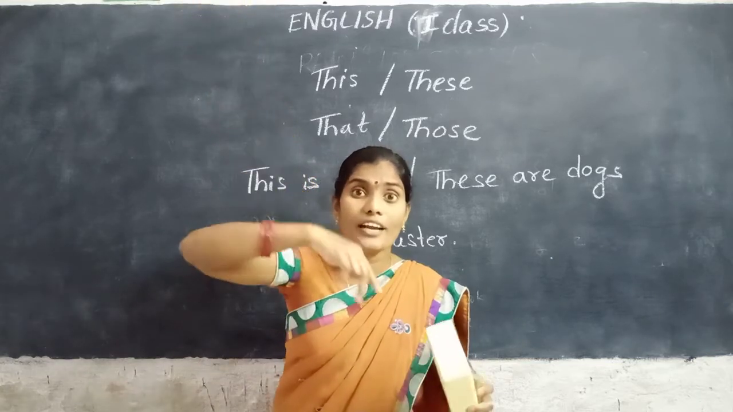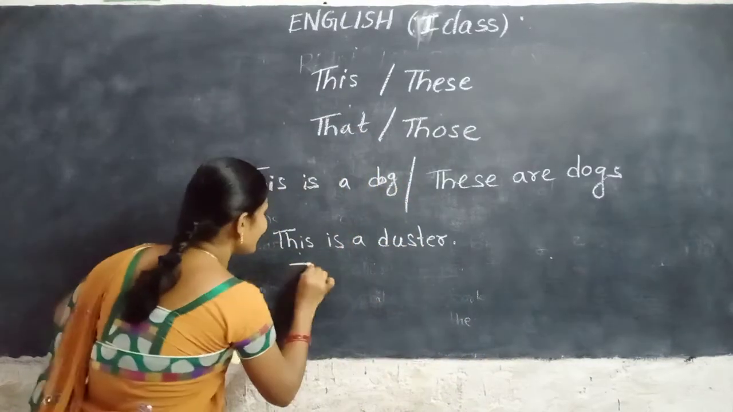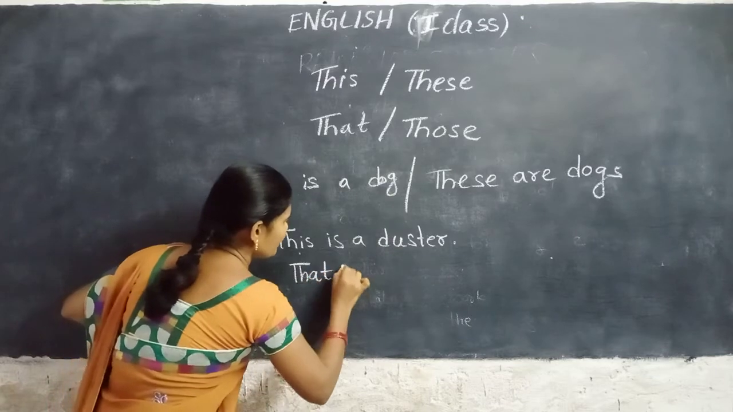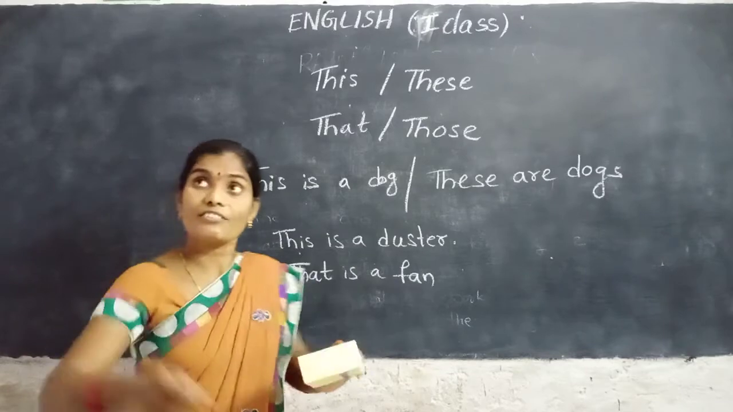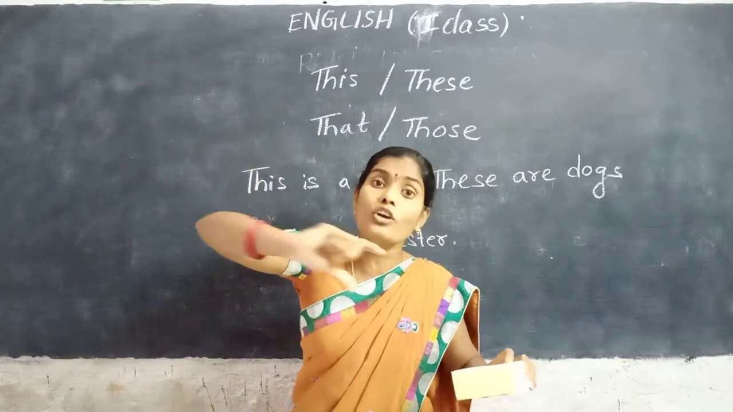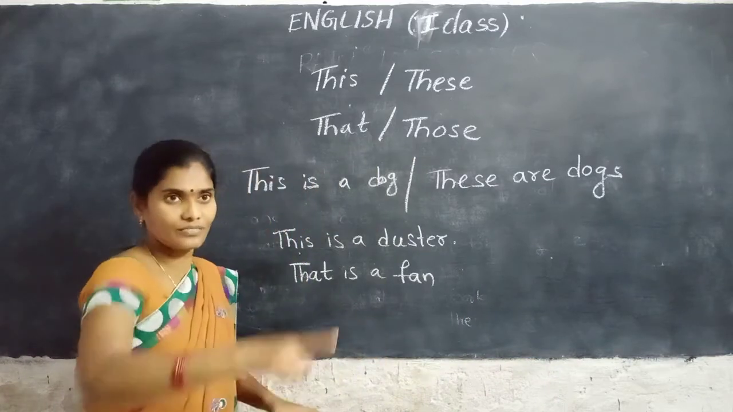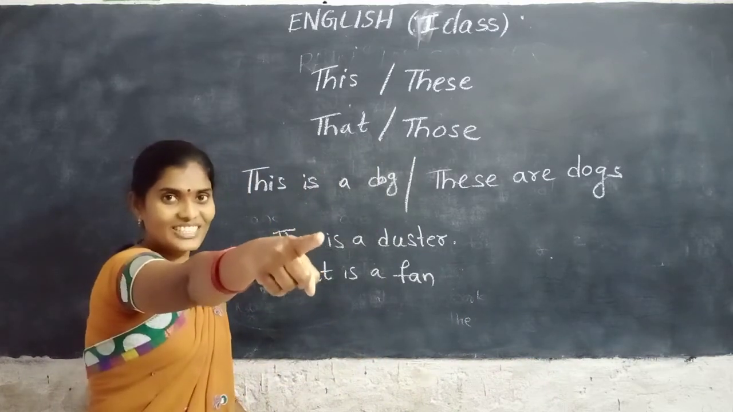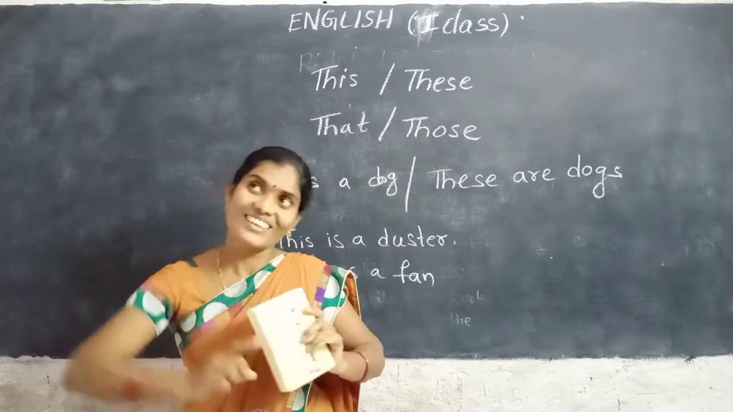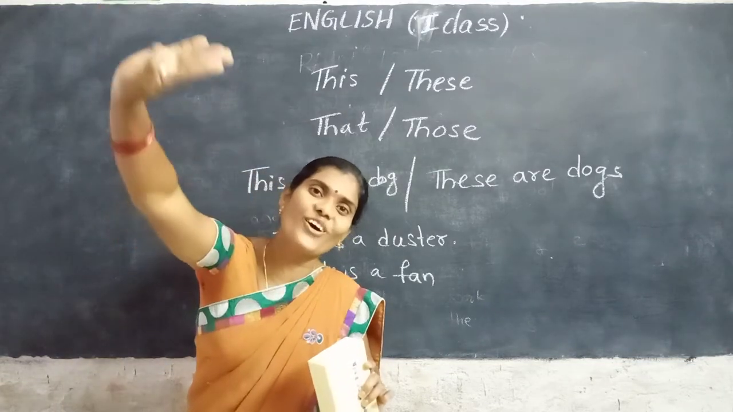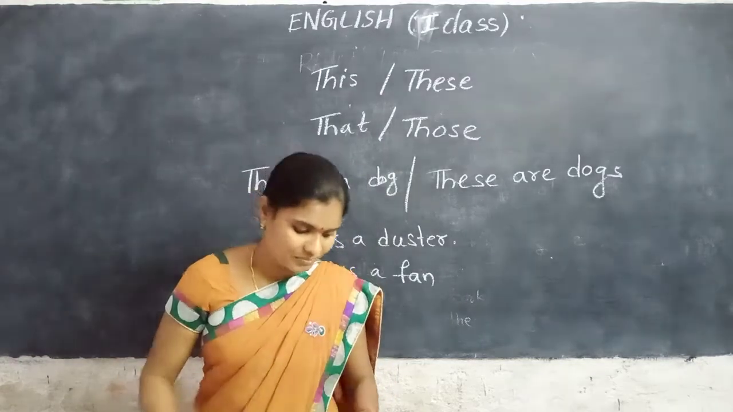Now the fan is far away from me. Fan ekkadundi? So I said, that is a fan. That is a fan. Means it is far away. Duramundi. That is a fan. This is a duster, because duster is near. Fan is far. Duramundi kada, anduke that.